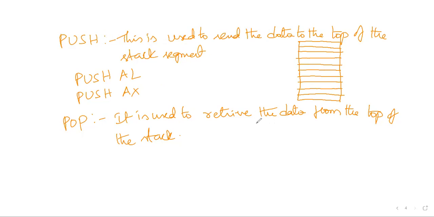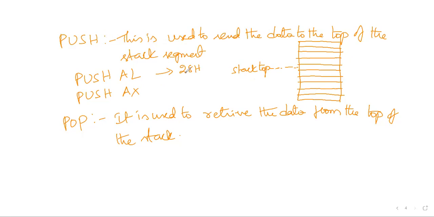Stack segment locations. For example, currently the stack segment is in this position. Stack segment top. This is the stack top at that moment. Now we have given PUSH AL. For example, AL contains 28 hexa, an 8-bit number. So what happens?